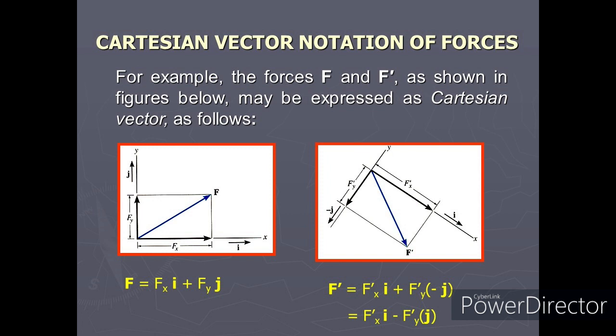For example, the forces F and F prime may be expressed as Cartesian vectors as follows. Here you have a force, F. Okay? We say that this force vector will have components along x and y, isn't it?